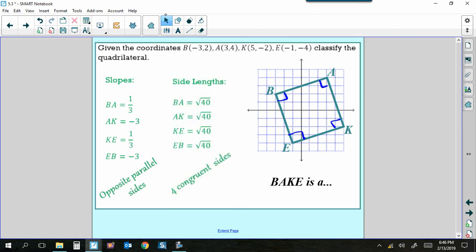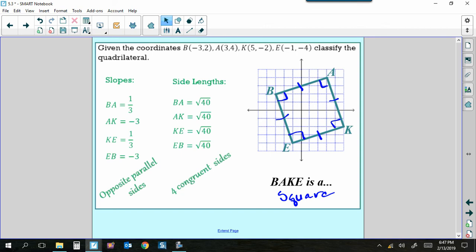Okay, what you should have come up with is that all 4 sides have a length of square root of 40. So because I have 4 right angles and I have 4 congruent sides, I am able to say that BAKE is a square. I proved enough information to, without a doubt, say that that is the shape that I have. So it's almost like we figured out the crime all the way to the end. We know who did it. We know the room. We know the weapon.